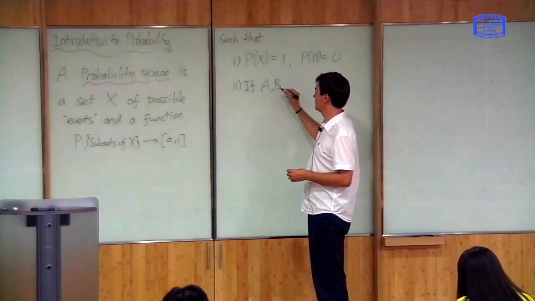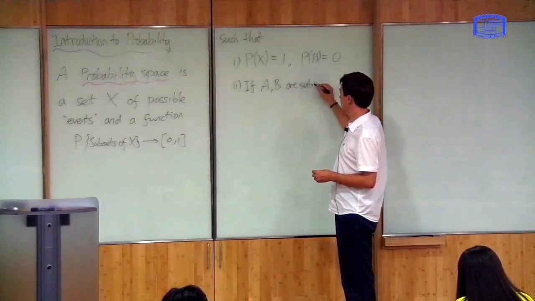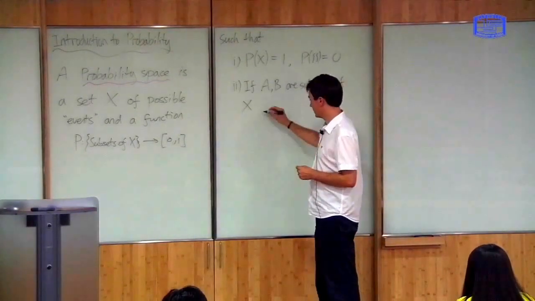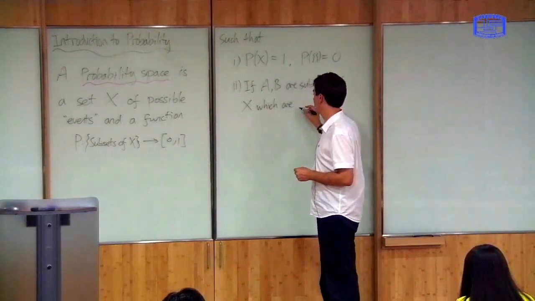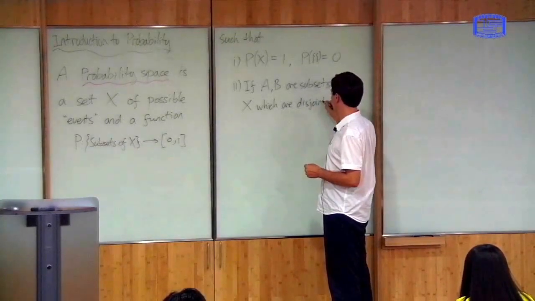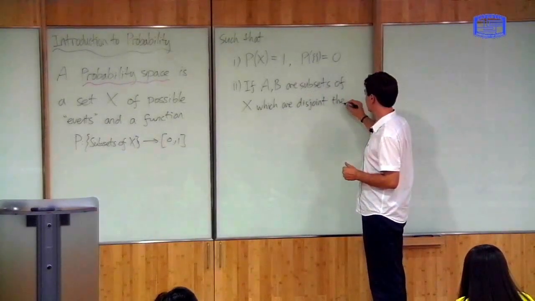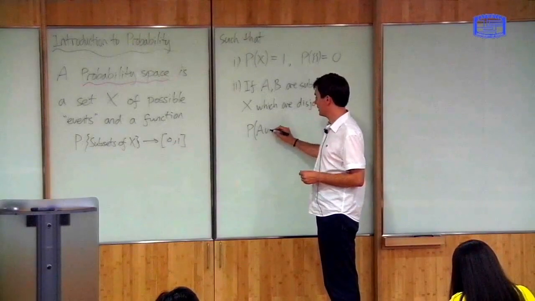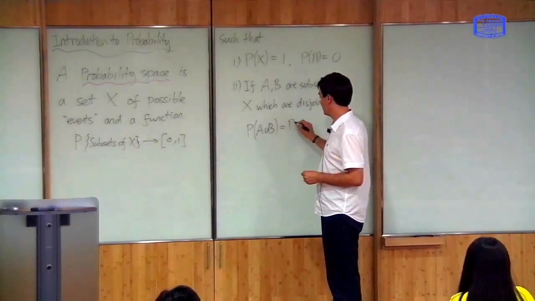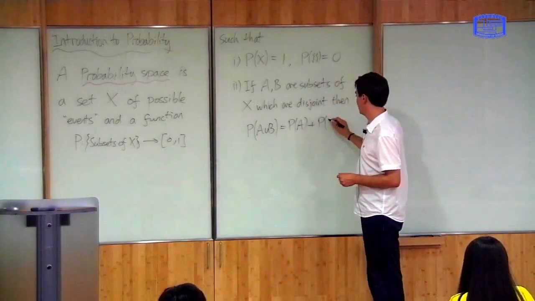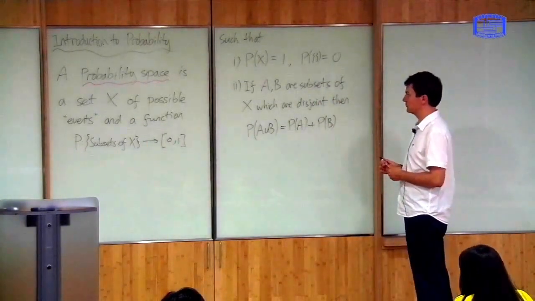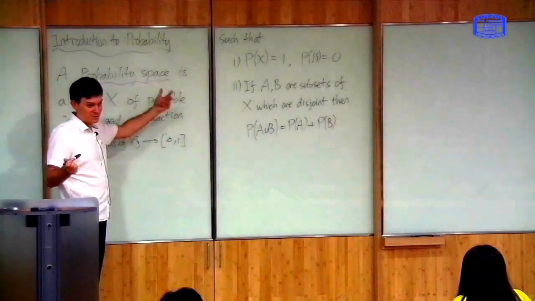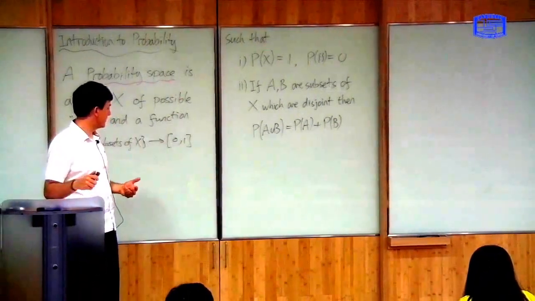And if I have two subsets of X, which are disjoint, then the probability of the union, A or B, is equal to the sum of the probabilities of A and B. That completes the definition. And there are a few notations and terms here you might not be familiar with, so next I will explain those.